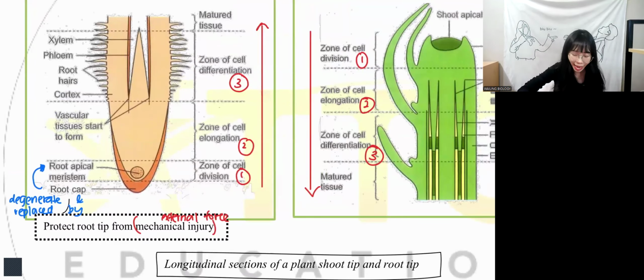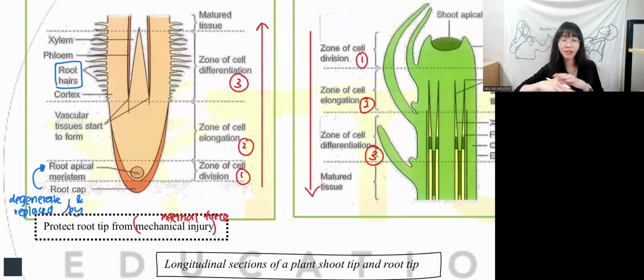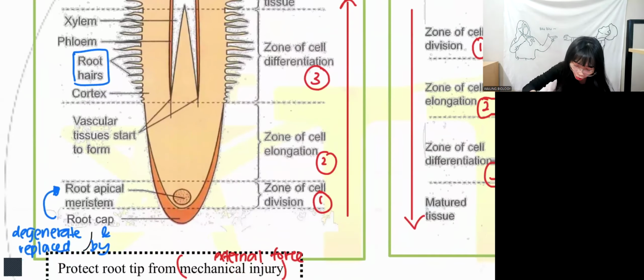Next, we have root hair. Every root, we have a lot of root hair. Root hair is not just one. We have a lot of root hair. So all these things on the root are called root hair. The function of root hair, because we have more, is to increase surface area.